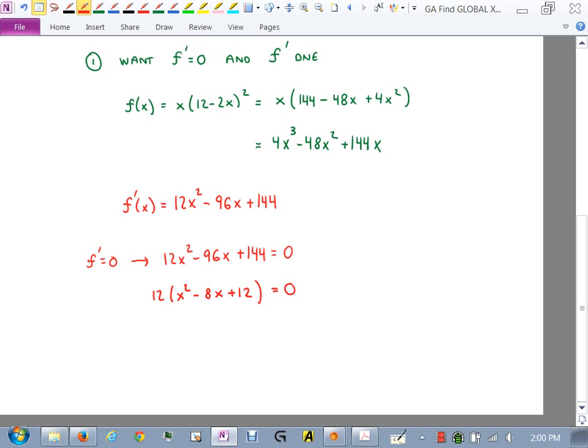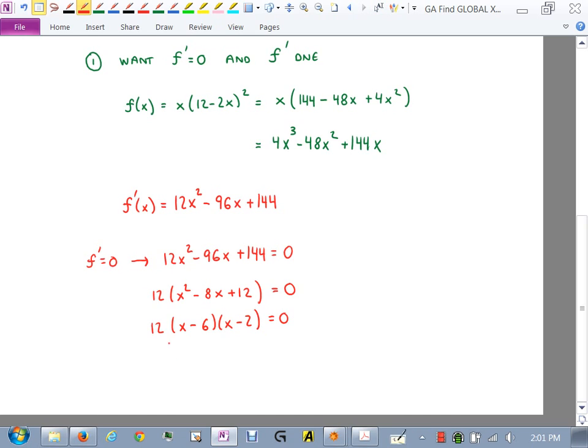X squared minus 8x plus 12. Does that factor? You hope, right? Me too, I hope so. What is it? Minus 6, minus 2, equals 0. Agreed?